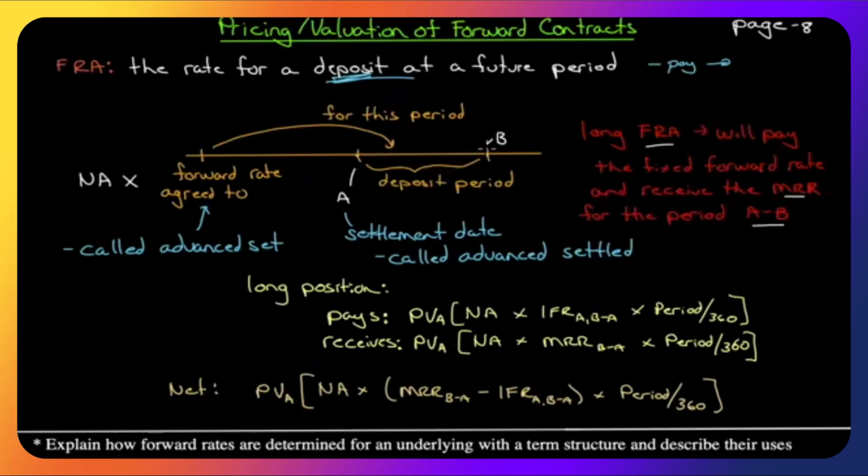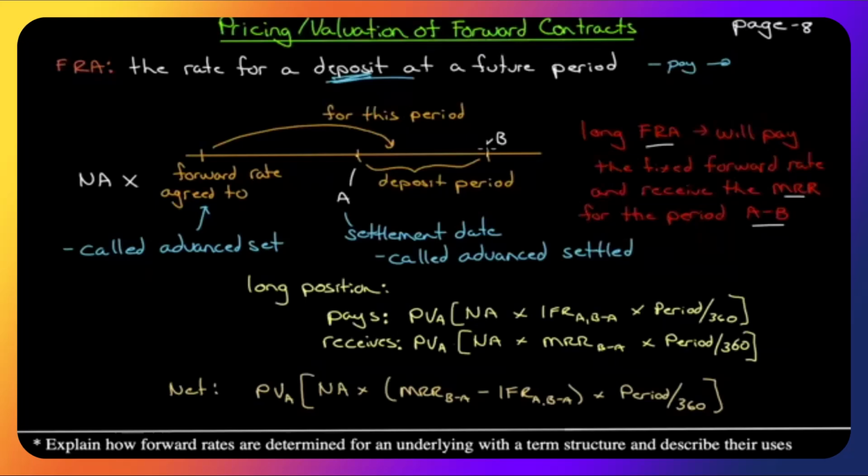Well, why are we receiving the market reference rate? For a forward rate agreement, no money changes hands. The amount that we're betting on, or the notional amount of the contract, doesn't change hands. We're just making a contract for the interest rate on that amount of money over a period of time.